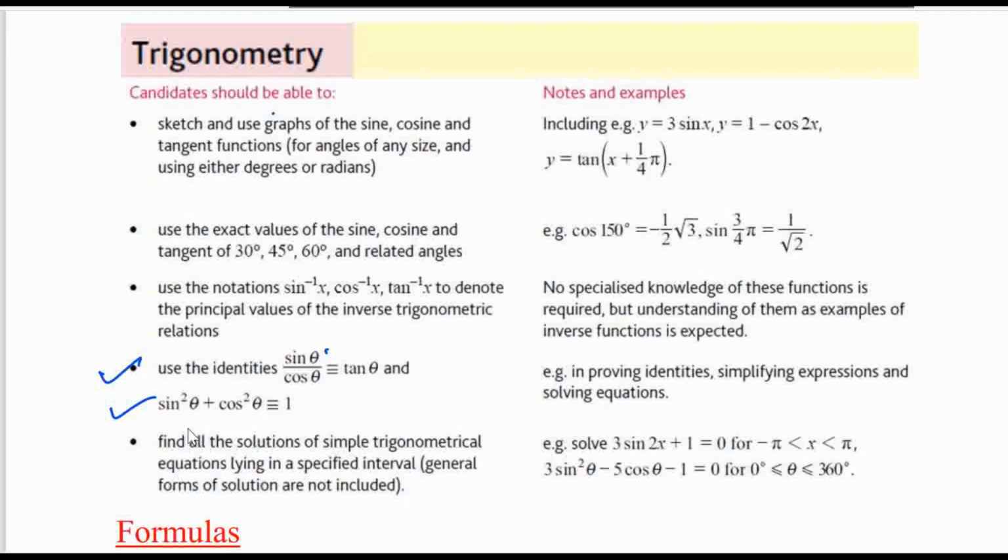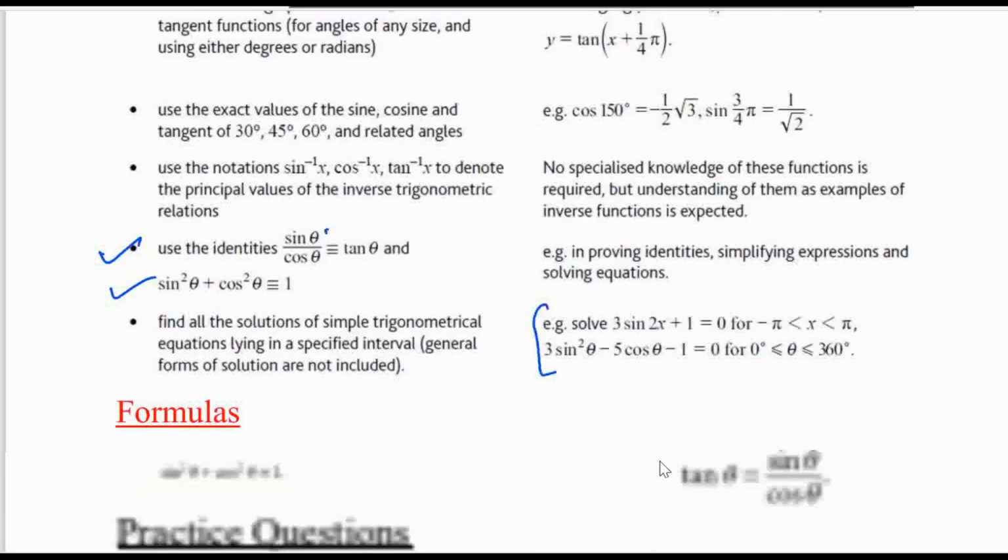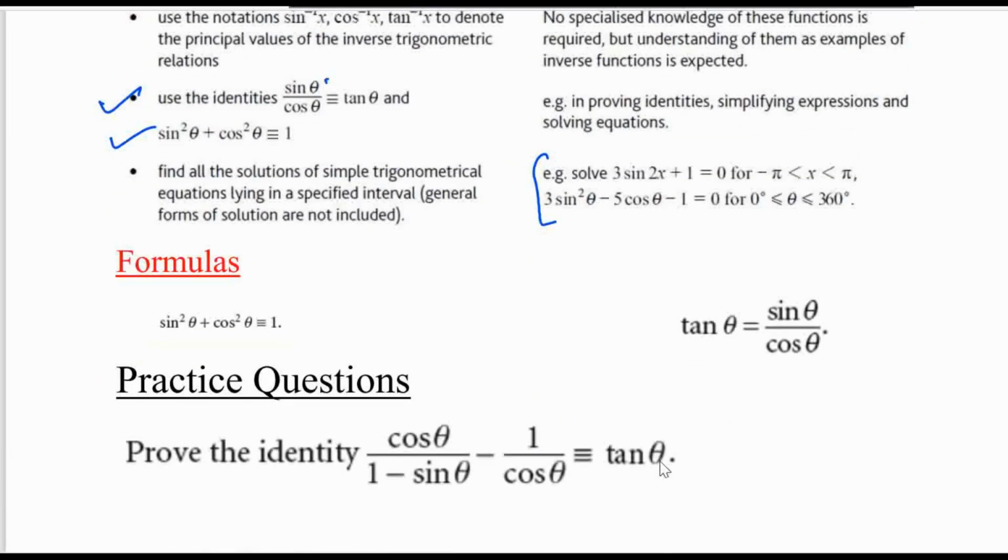Then we must be able to find or simplify or solve equations like this: 3 sine 2x plus 1 is equal to 0, and 3 sine square theta minus 5 cos theta minus 1 is equal to 0. Now these are the two identities we have to follow, we can use.